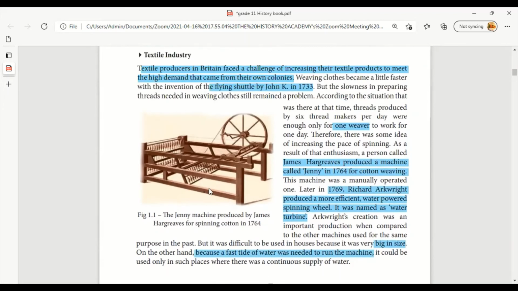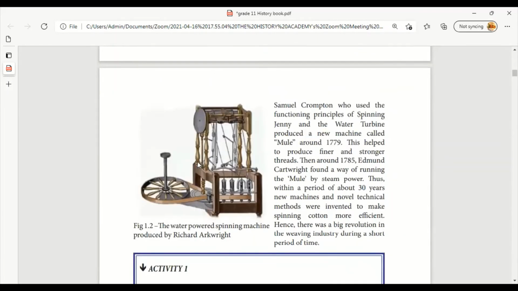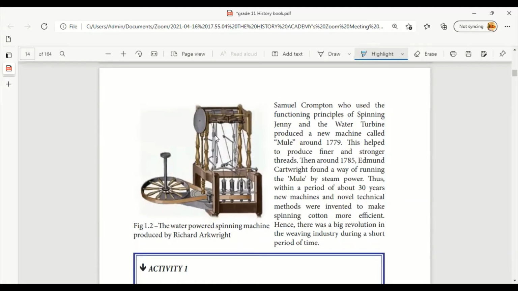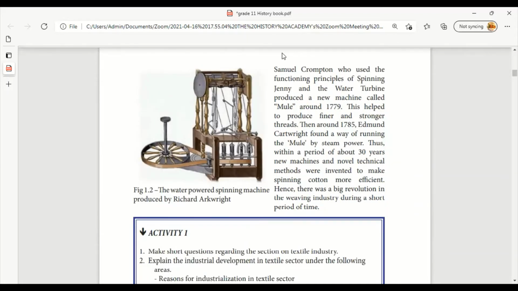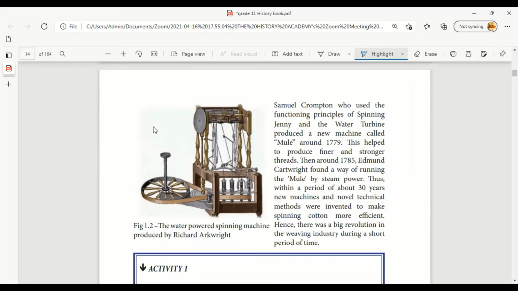So this is the Jenny, which was invented by James Hargreaves for cotton spinning. And this is Arkwright's water spinning machine. In this water spinning machine, there were two problems. In the essay type questions, there will be questions like this in the picture description. They will ask, what is this creation? Then you have to write a spinning machine. Who invented this? Richard Arkwright. What are the two problems they faced?